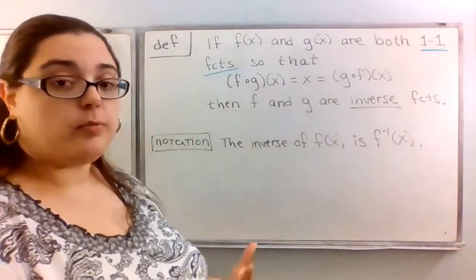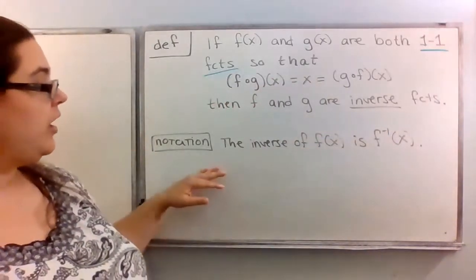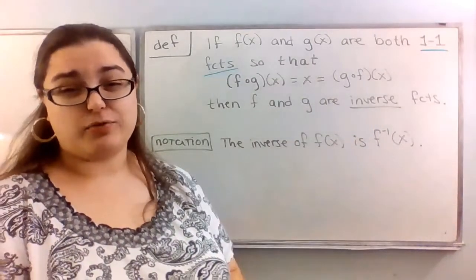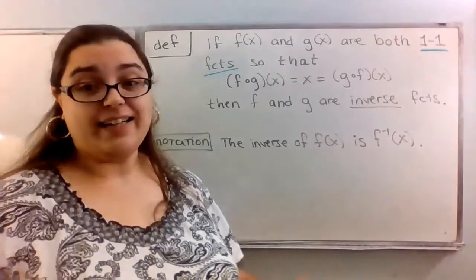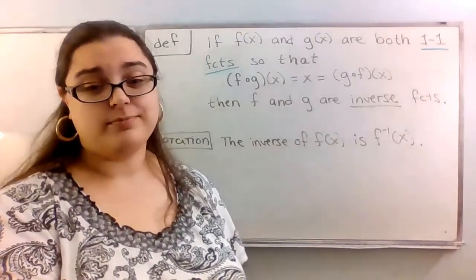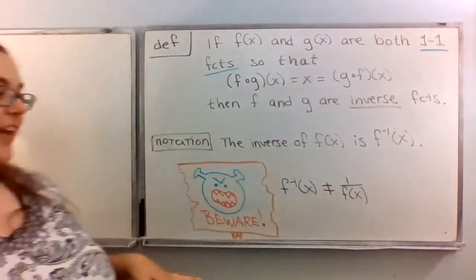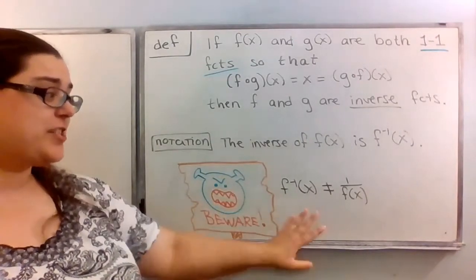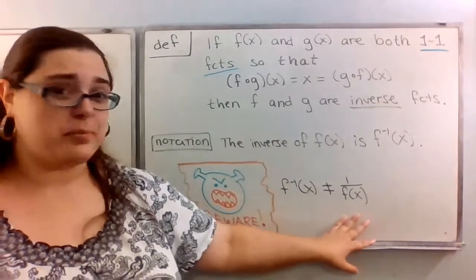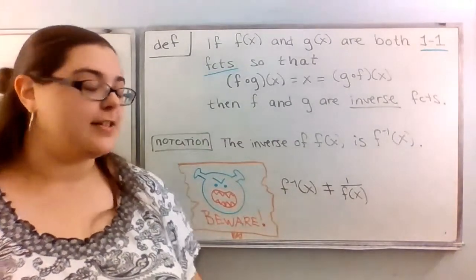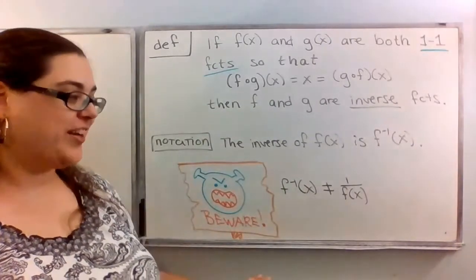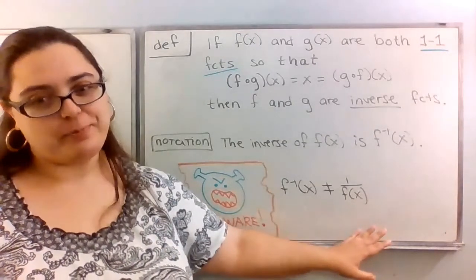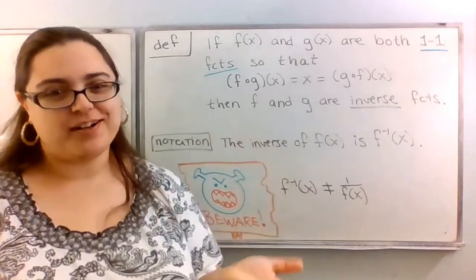So the notation that we're going to use for inverses is going to look like an exponent of -1, but it's not an exponent of -1. In fact, we do want to beware that the inverse of a function is not the reciprocal of the function. Those are different things. So we want to be careful. You do not find the inverse just by flipping it. You need to do a little bit of work.